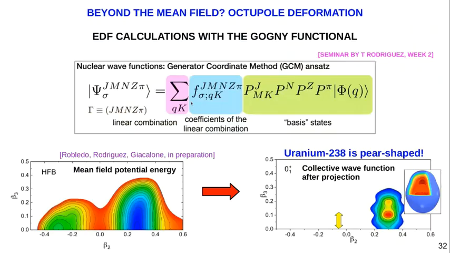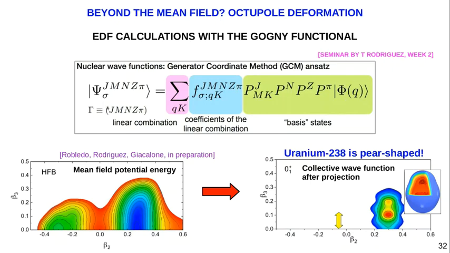And is this because of some octupole deformation? So the octupole deformation is a bit tricky because you will never get it at mean field level, so you have to do beyond mean field calculations, but luckily people these days can do that quite easily. So this was the seminar by Tomás Rodríguez.